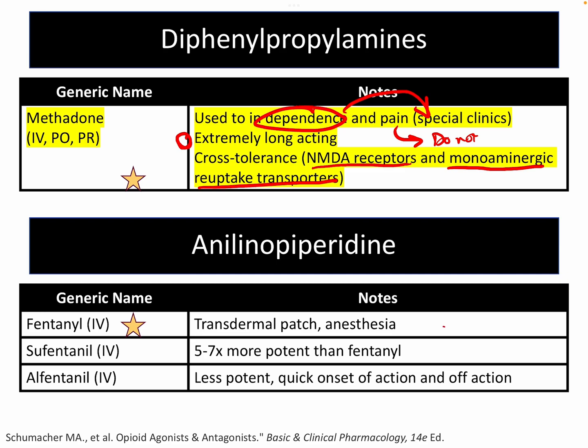Amongst these synthetic agents, so these are like the pure synthetic agents, methadone is as well. Fentanyl probably is the most commonly used. It comes in a transdermal patch and is used for anesthesia. Sufentanil and alfentanil are both used for anesthesia primarily, but you will see fentanyl used. It can also be used as a lozenge for head and neck cancers.